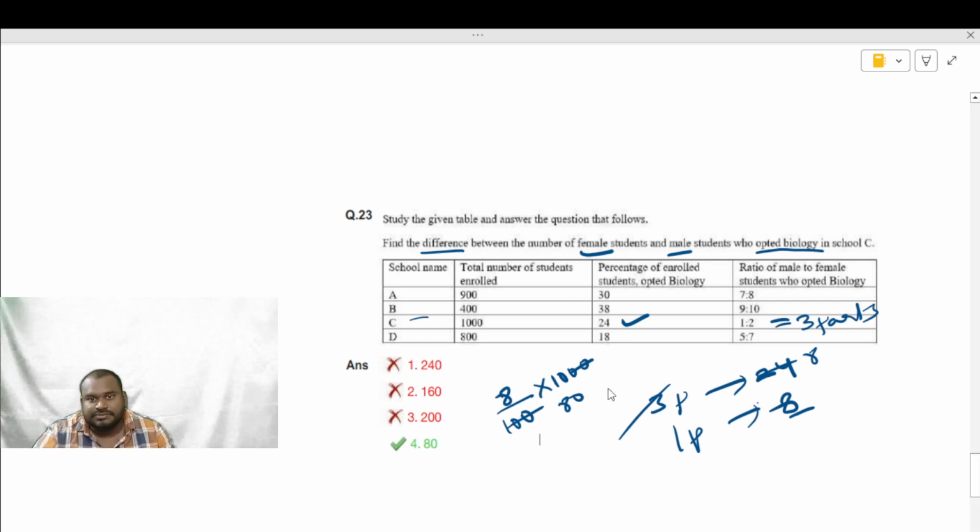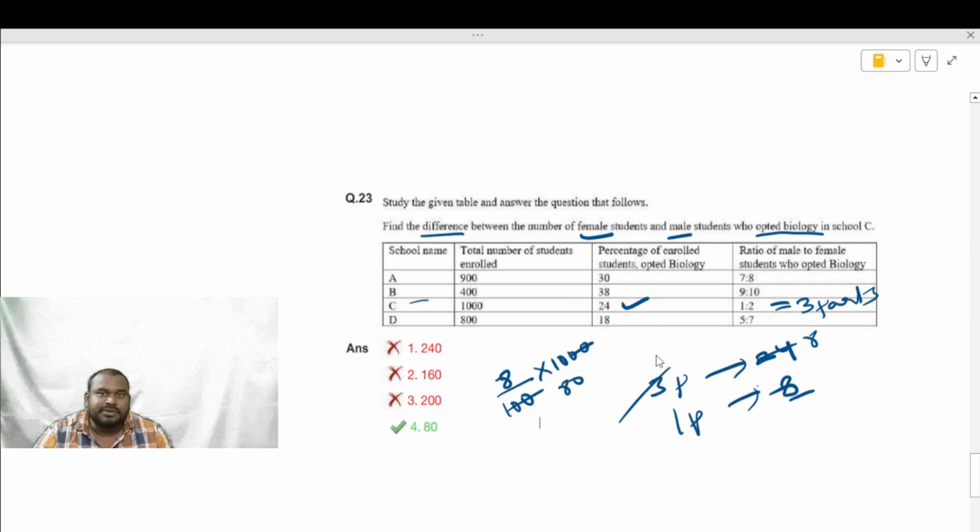Like that, you have to solve it. You should not take this many steps for your understanding and writing, but looking at the question, you can answer this. You don't even need the pen and paper.